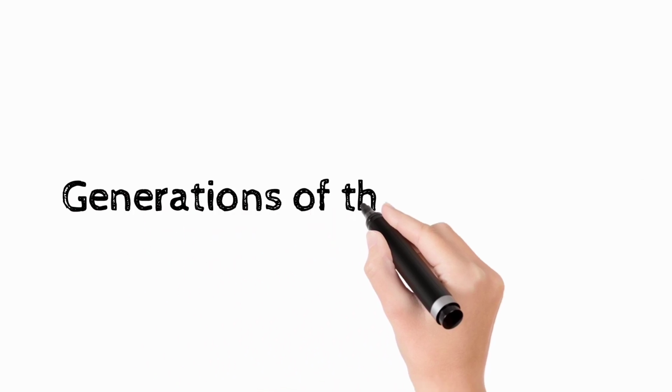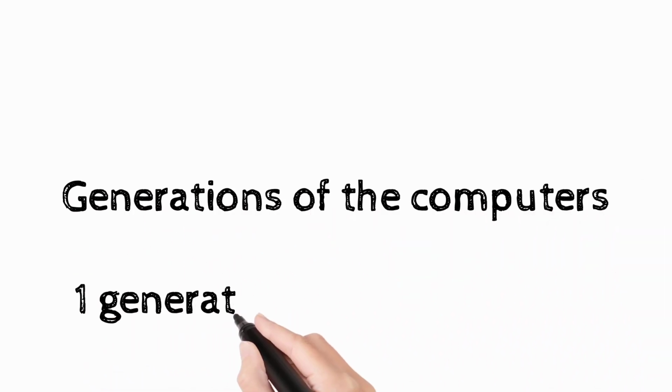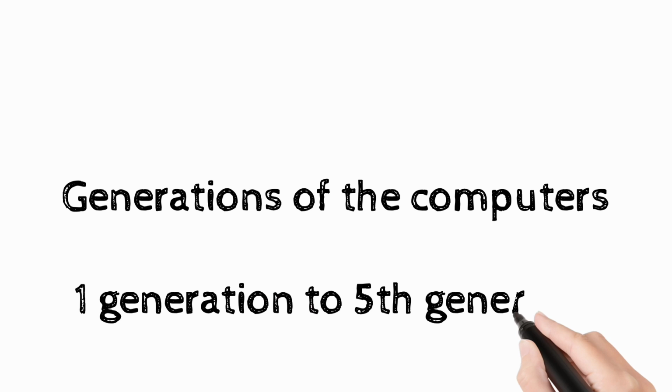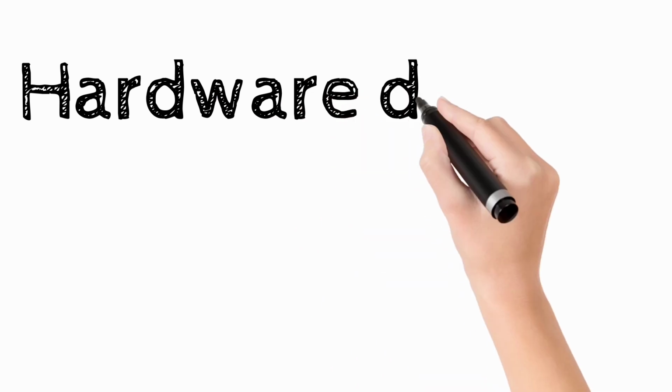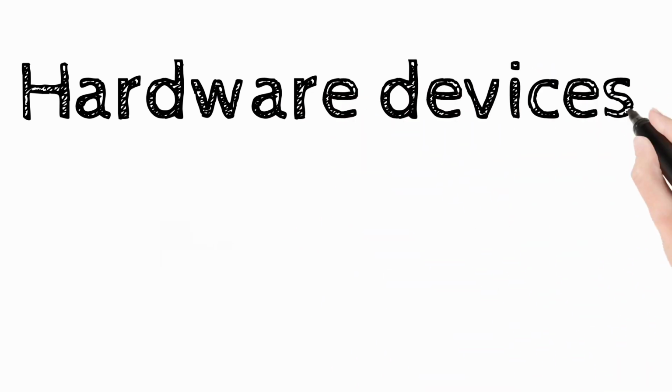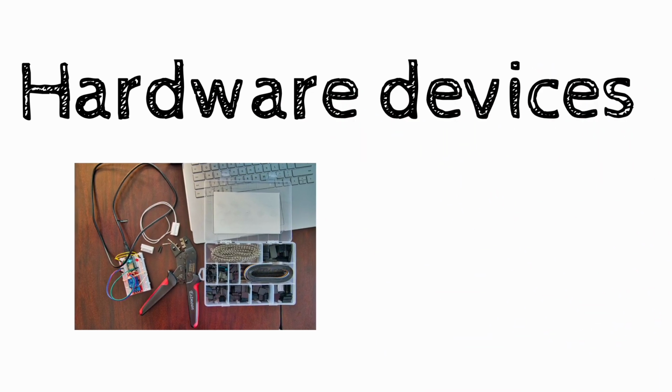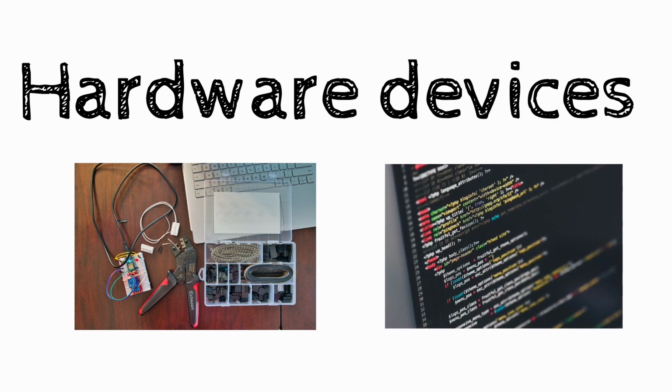In the previous video, we discussed the history of computers. We also studied the generations of the computer, from first generation to the fifth generation. In this video, and other videos to come, we are discussing the hardware devices. There are many devices which are used externally for controlling computer programs.